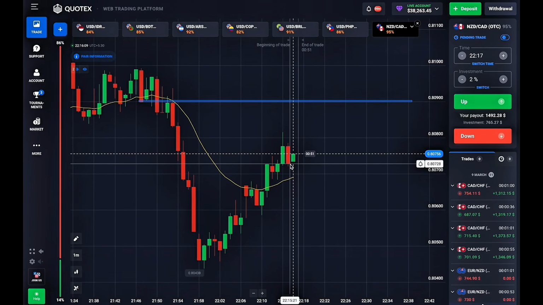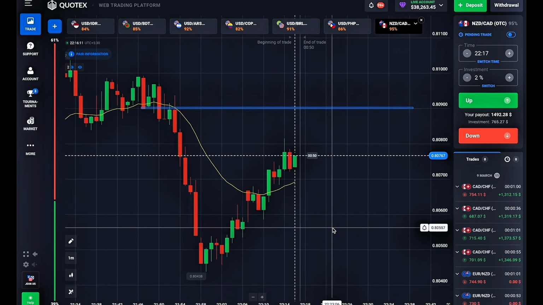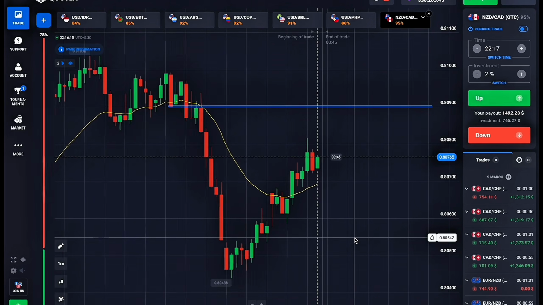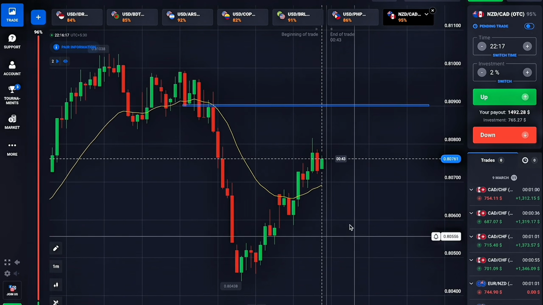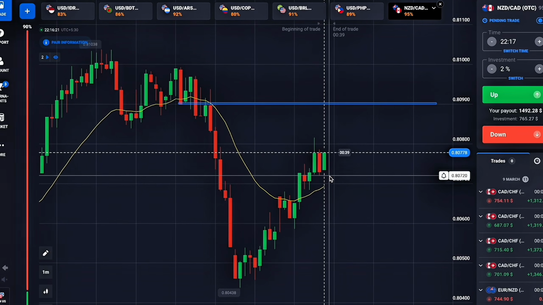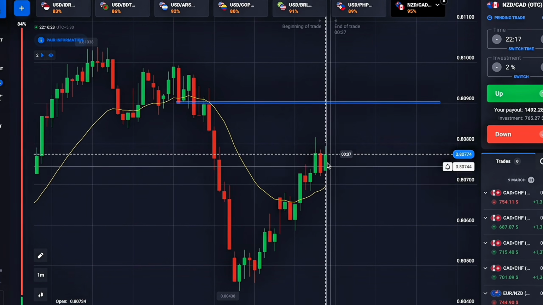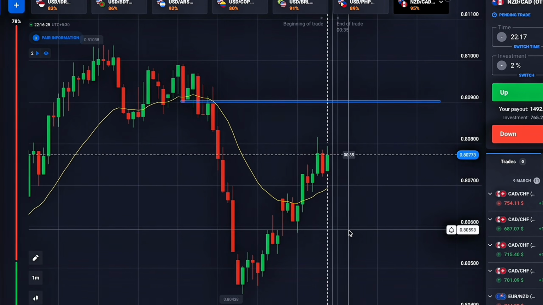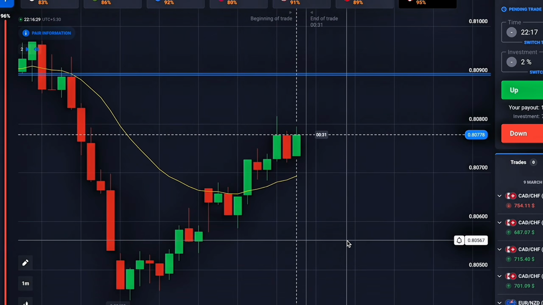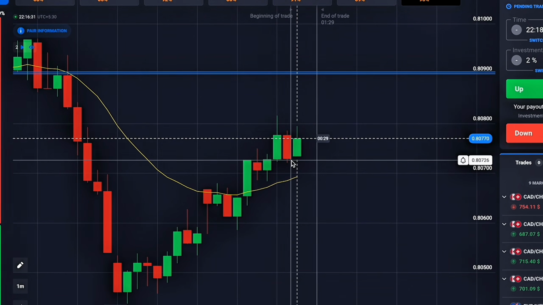Since the moving average breakout has already happened and the price is staying above my moving average line, my bias is very clear. I'm only looking for a call entry. But here's the most important part. I'm not jumping into trade immediately. I want to see how this candle closes, especially in the last few 5 seconds. Watch this candle very carefully, because the final 5 seconds often tell you the real story of the market pressure.